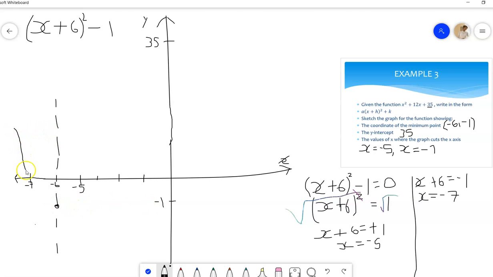So the curve passes through the first value of x, goes through my minimum point, goes through my second value of x, and it must pass through my y-intercept. So my graph will look something like this. Here are my two x values, here is my minimum point, and here is my y-intercept. Graph completed.